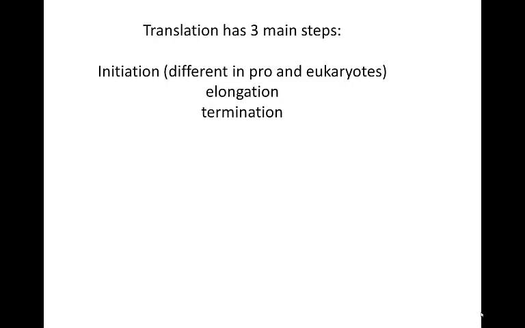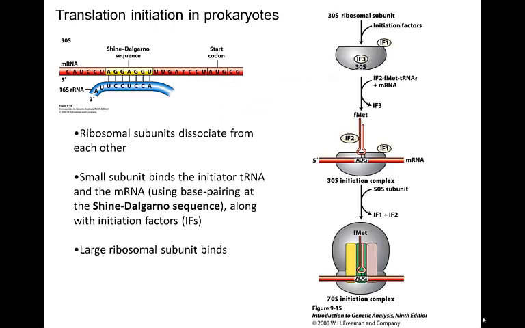Initiation is different between prokaryotes and eukaryotes. Elongation and termination are similar. So first, translation initiation in prokaryotes. Just remember, in prokaryotes we've got only one compartment, and so as soon as the messenger RNA begins to come out of the transcription bubble, when it's being transcribed, it's going to be bound by a ribosome, and it will start being translated even before transcription is complete.